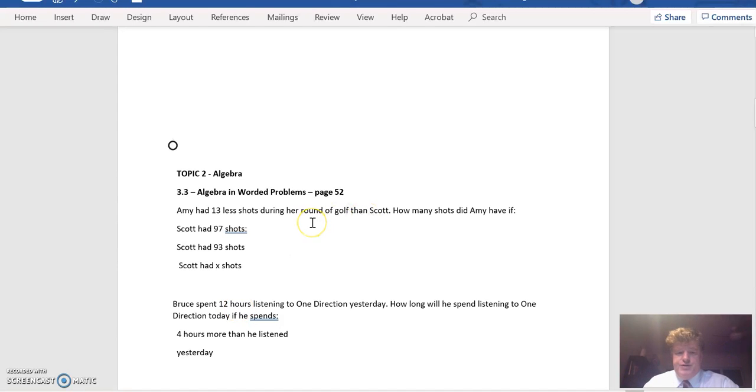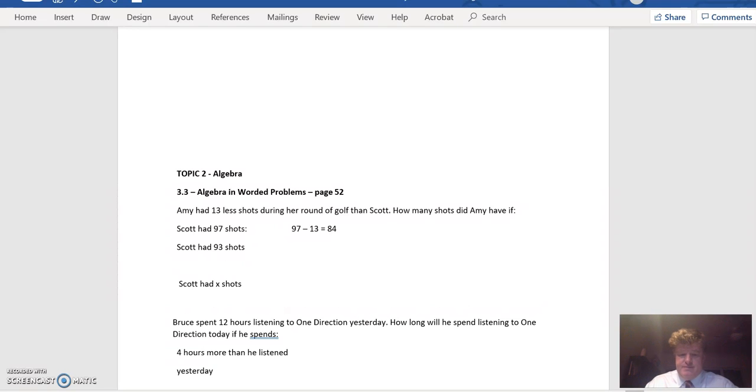Now we're going to move on to some algebra problems. So we've got some worded problems here. Amy has 13 less shots during her round of golf than Scott. How many shots did Amy have if Scott had 97? So Amy's going to have 13 less than that, which equals 84.